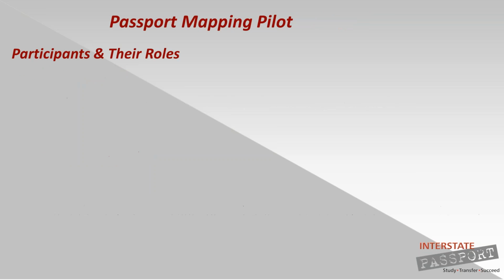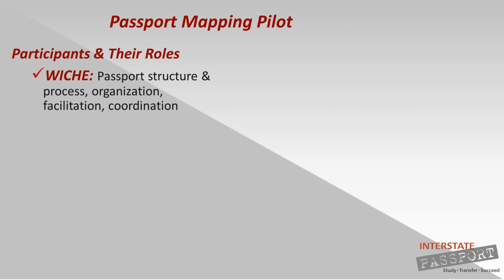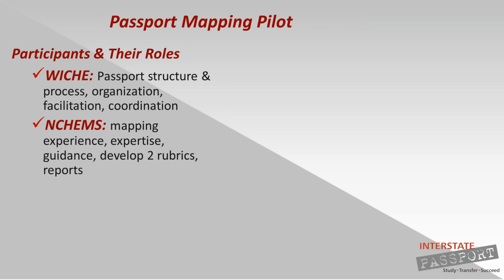So what does this mapping pilot look like? Who's participating? Well, the Western Interstate Commission on Higher Education is providing structure and process, organization, facilitation, and coordination. NCHEMS is providing experience with the mapping process. They're providing expertise and guidance. They have developed a couple of rubrics, and they will be writing reports on the pilot, as we will see toward the end of this webinar.